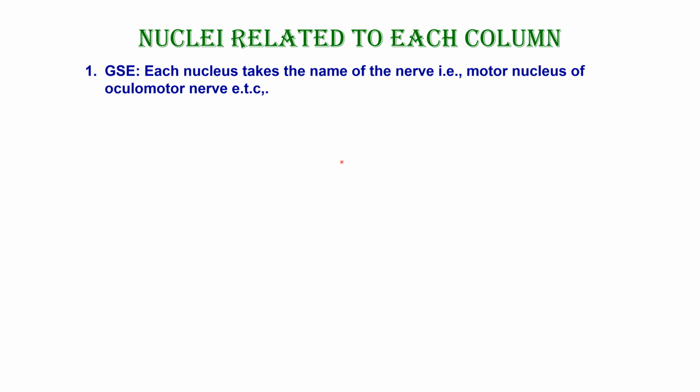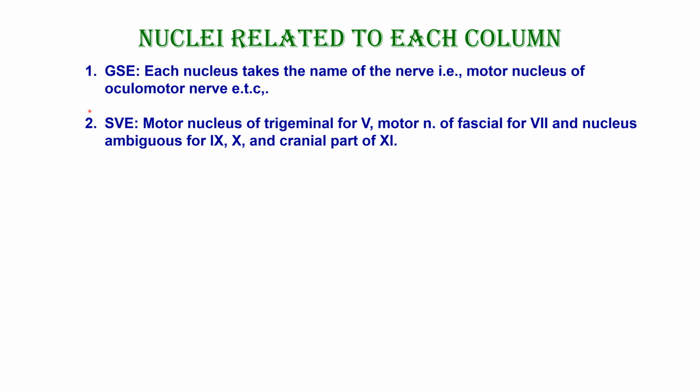Here, the first column, which is the general somatic efferent, each nucleus takes the name of the nerve. So, motor nucleus of oculomotor, of trochlear, of abducent, and of the hypoglossal. But in the special visceral efferent, the trigeminal and the facial have the same name as the nerve itself, but the 9th, the 10th, and the cranial part of 11, all of them arise from the nucleus ambiguus.